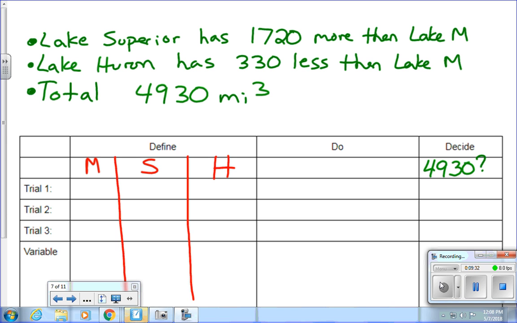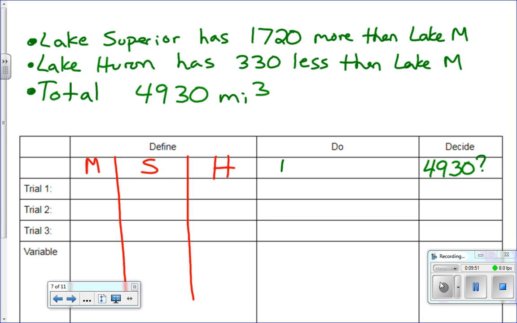So what is this number, Caleb? Tell me about what we wrote about the 4,930. Total. It's the total of what? All the lakes. So how do I get that total? The add. Add what? The miles of the lake. So in my do section, I'm going to add Lake Michigan plus Lake Superior plus Lake Huron. Okay?